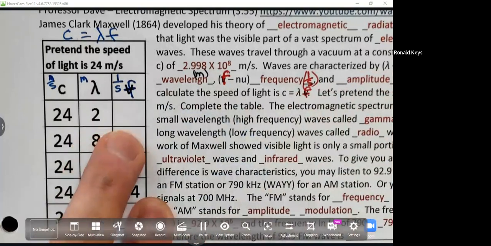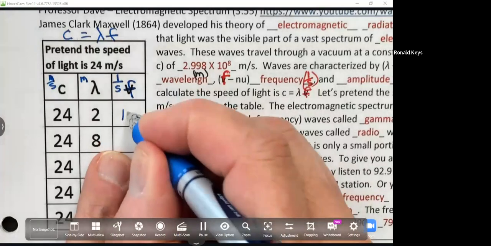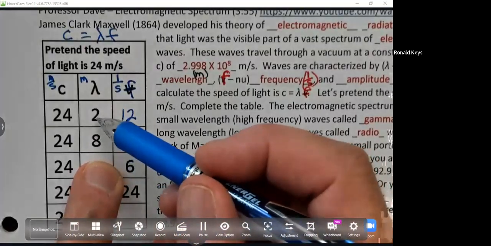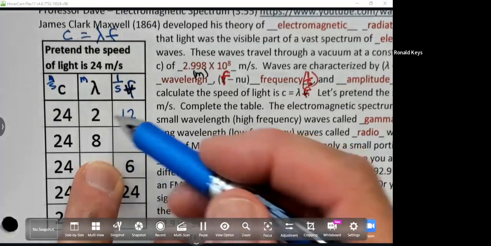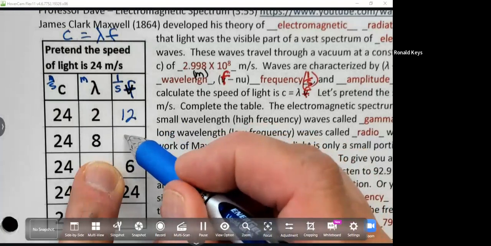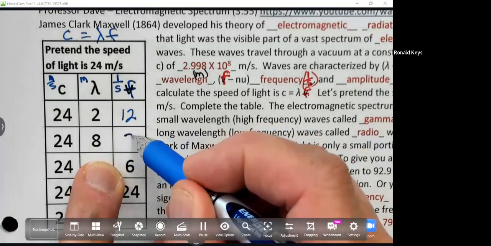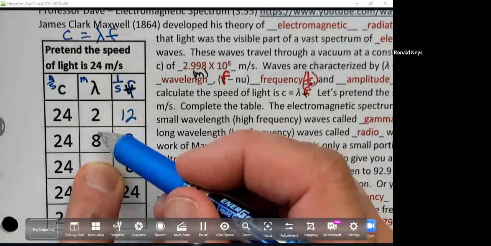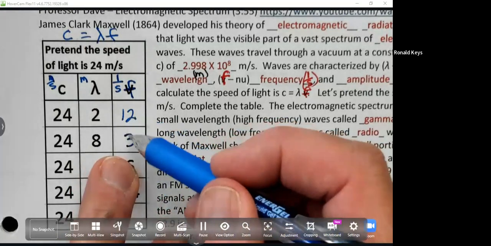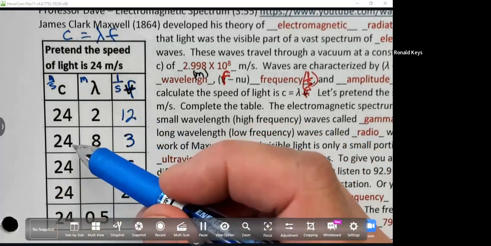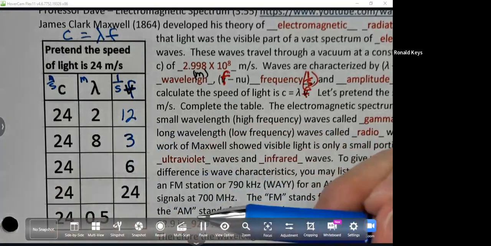So if my wavelength is 2, what's my frequency? 12. If my wavelength goes up 4 times, what does my frequency do? It goes down to 3, correct? If you increase your wavelength, you're going to decrease your frequency because you cannot change the speed of light.